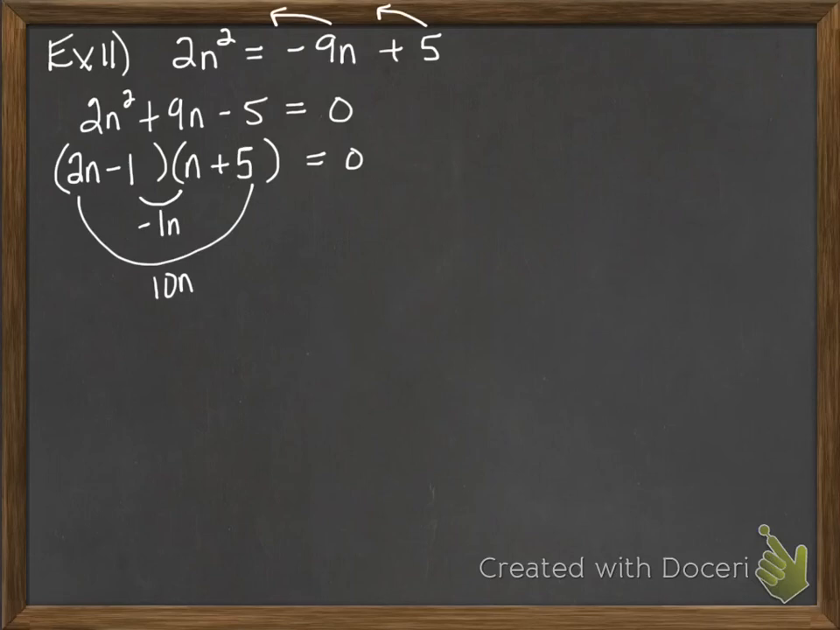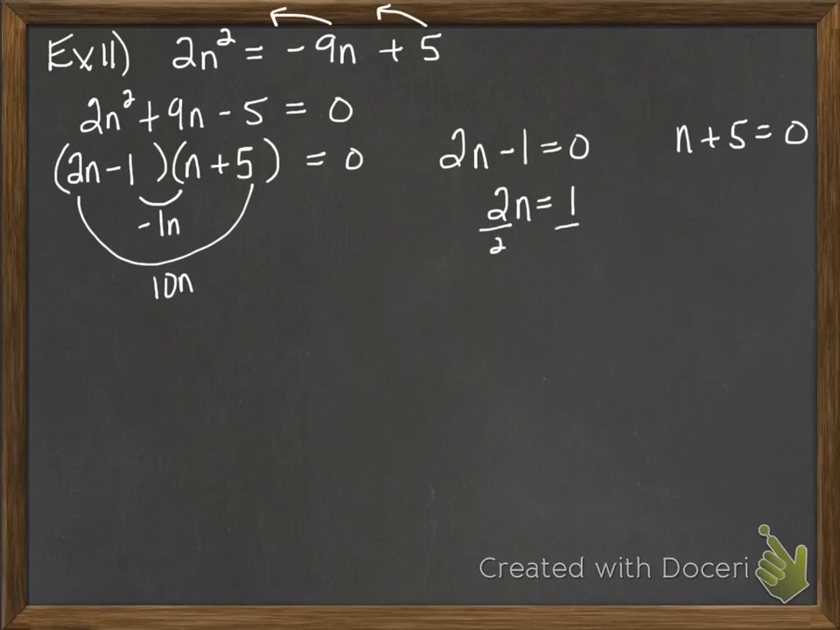Then you take each one of your factors and set them equal to 0. So you're going to set 2n minus 1 equal to 0, and you're going to set n plus 5 equal to 0. So 2n minus 1 equals 0. That's going to be a little bit harder to solve. You're going to add 1 to both sides. That's going to be 2n is equal to 1, and then you're going to divide both sides by 2, which equals 1/2. So one of your answers is 1/2. The other equation you can probably solve without any work. If n plus 5 equals 0, n is equal to -5.